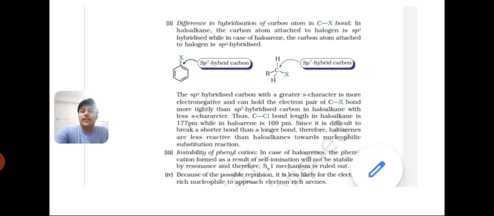So very simple, due to hybridization, one having sp3 and the other having sp2. If it is sp2 in aryl halide, there is more s character. More s character means more electronegative. Due to the more electronegative carbon, it holds the electron pair more tightly, right? So it reduces its bond length also. So it is not easy to break a shorter bond than a longer bond.